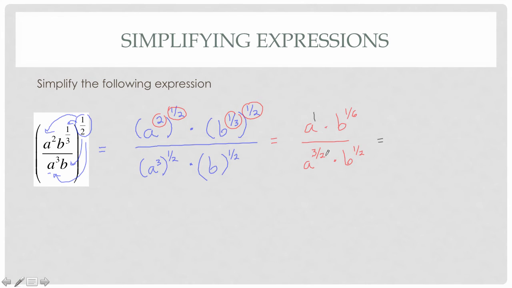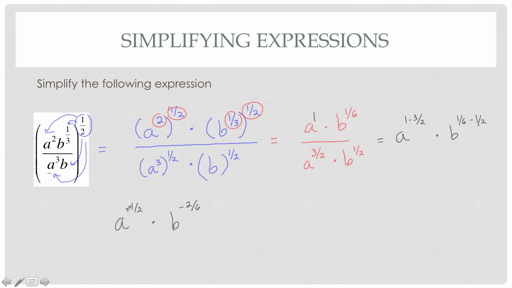If I think of this as a to the first divided by a to the 3/2, that's going to be a to the 1 minus 3/2. And then with the b's, we subtract the exponents, that's going to be b to the 1/6 minus 1/2 power. Well, 1 minus 3/2 is going to be negative 1/2, times b to the 1/6 minus 1/2. So 1/2 is the same as 3/6. So 1/6 minus 3/6 is going to be b to the negative 2/6.